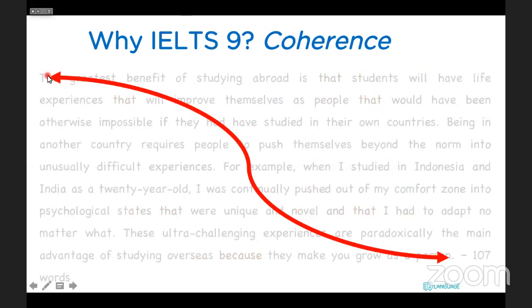Coherence means that my paragraphs, my introduction, my paragraph 1, paragraph 2, and my conclusion flow from the very first letter, capital letter, right down through to the full stop.